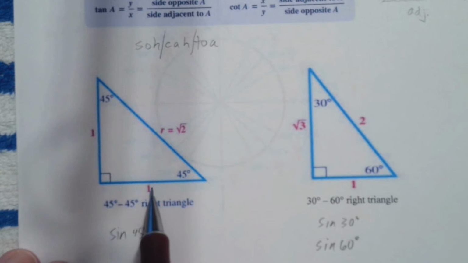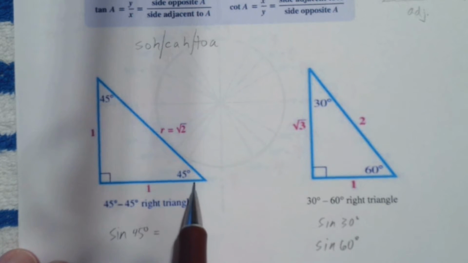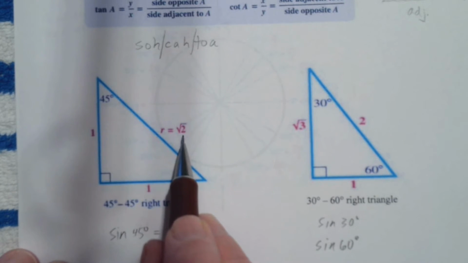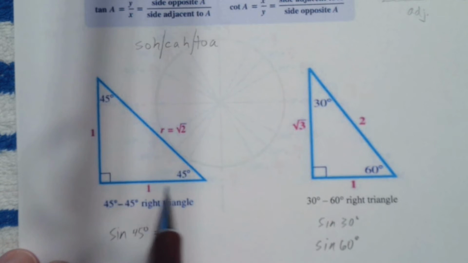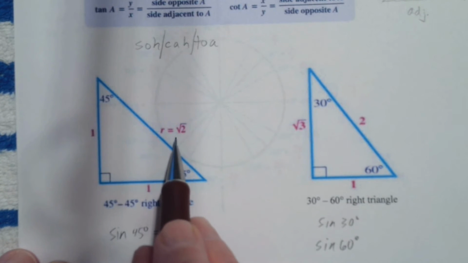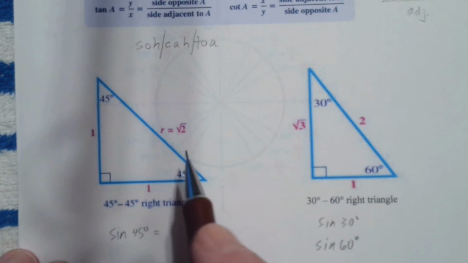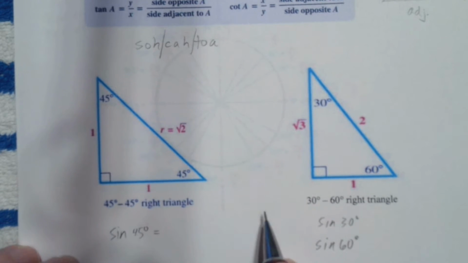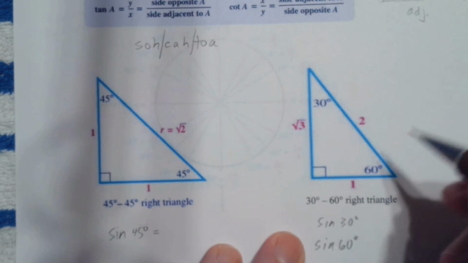In fact, it doesn't matter what you call these two legs other than they're going to be equal. You'll end up with whatever this side is times the square root of 2. So if this had been 3 on each side, this would be 3 square roots of 2. And so that's the 45, 45, 90.